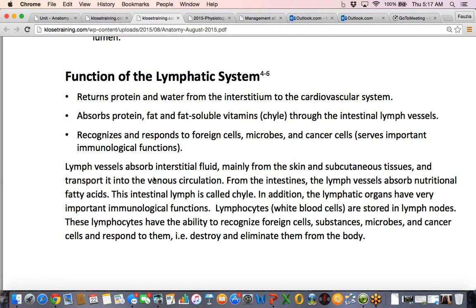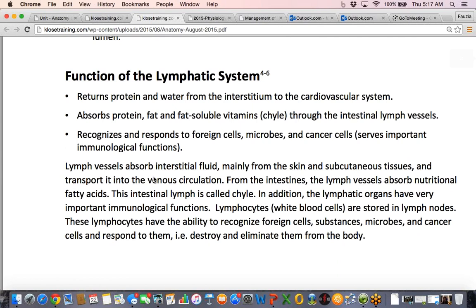And that's important, and that's why we always start our manual lymph drainage with a series on the neck. The other function of the lymphatic system is to absorb protein, fat, and fat-soluble vitamins, which are called chyle, through the intestine. And there are hundreds of lymph nodes in the deep intestine, and this is their primary job. And then, of course, the lymphatic system is known for recognizing and responding to foreign cells, cancer cells, and serving as immunological function.